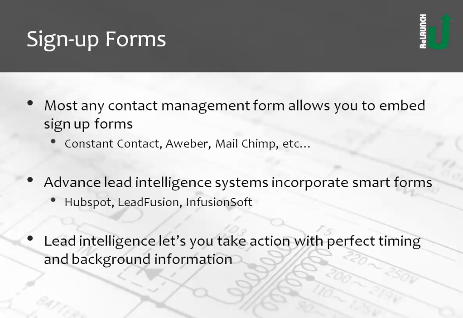They use smart forms, which is a way to get more information than just an email and a name, but it's not invasive at all. It remembers contact information from before, so people don't have to keep repeating the information and typing it in. And lead intelligence lets you take action with really perfect timing and background information when you find the right lead coming to your website. So your other more standard systems like Aweber and MailChimp, they don't give you that kind of detail. You can think about the advanced lead intelligence systems as letting you drive a Ferrari instead of a nice sedan, when it comes to marketing, inbound marketing.